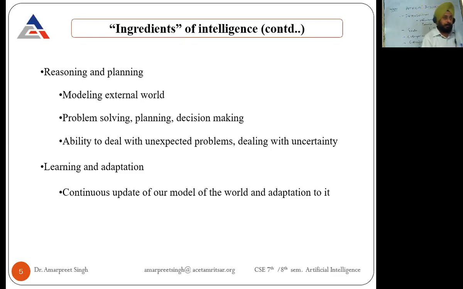that is, artificial intelligence. Then there is learning and adaptation. A very important thing. It is a main, very important characteristic of our brain. What it does: one time it learns, it remembers, and on the basis of that, it learns new things also. And it can adapt to different situations. And for adaptation, what is needed? Continuous update of our model of the world and adapting to that particular model. So this is an important thing, the characteristic and the ingredient of intelligence.